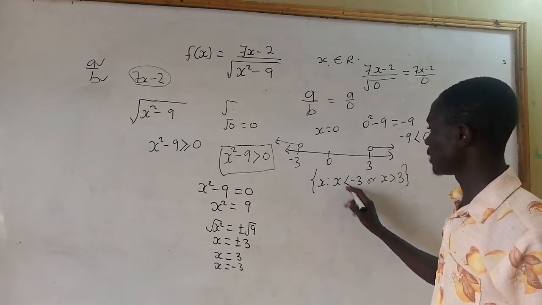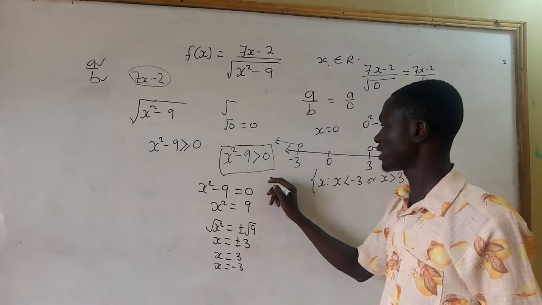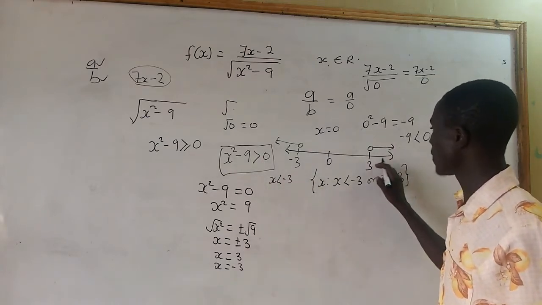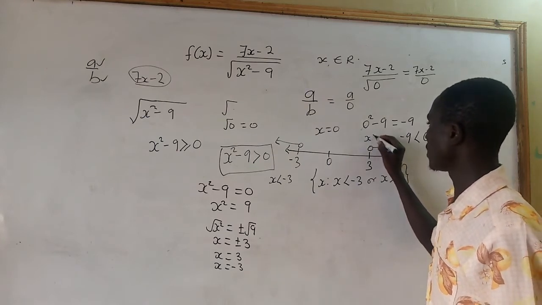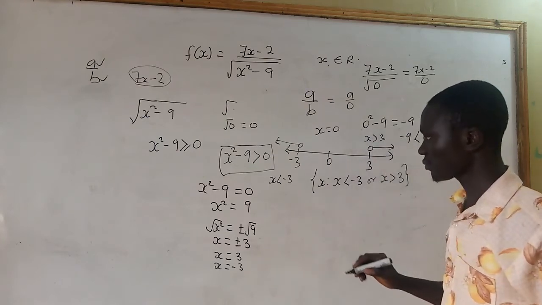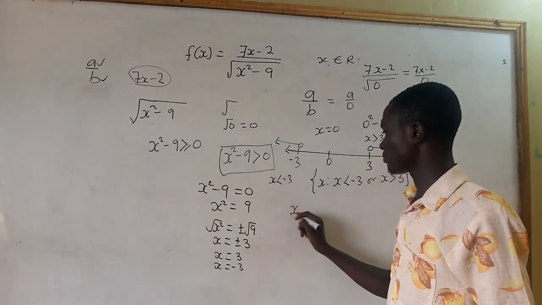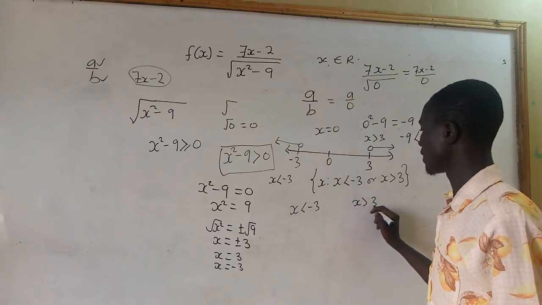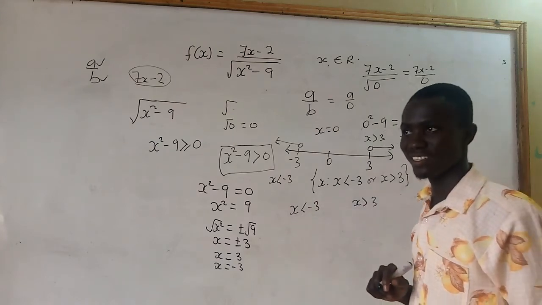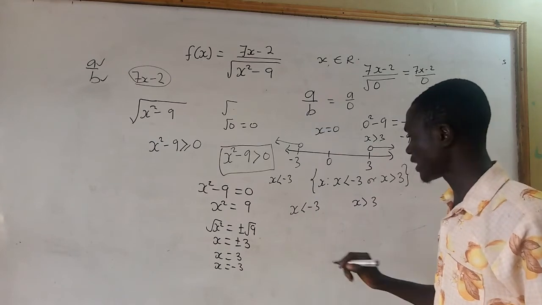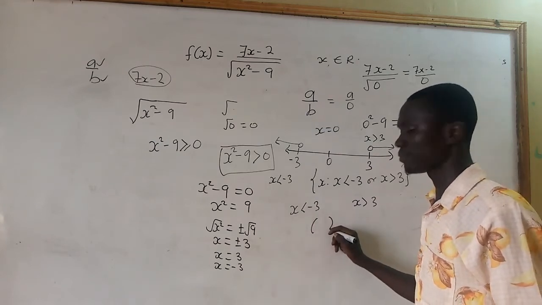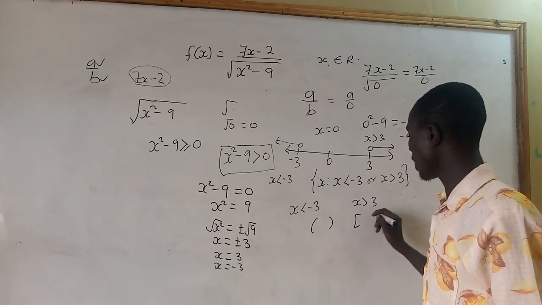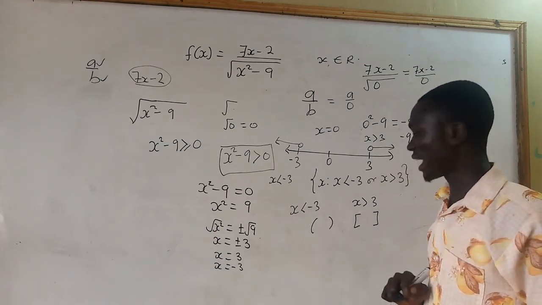Why are we using less than? Because numbers to the left of negative 3 are less than negative 3. And we are using greater than because numbers to the right of positive 3 are greater than positive 3. Now we are going to represent x less than negative 3 and x greater than positive 3 using interval notation. For interval notation, we know that we use the parenthesis brackets to show that the endpoints are not included, and we use the rectangular brackets to show that the endpoints are included.